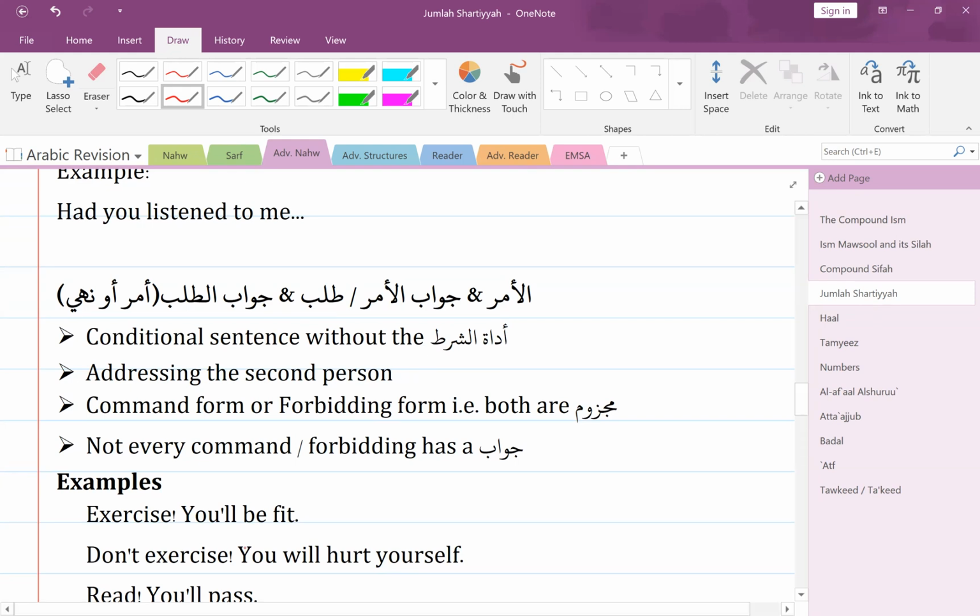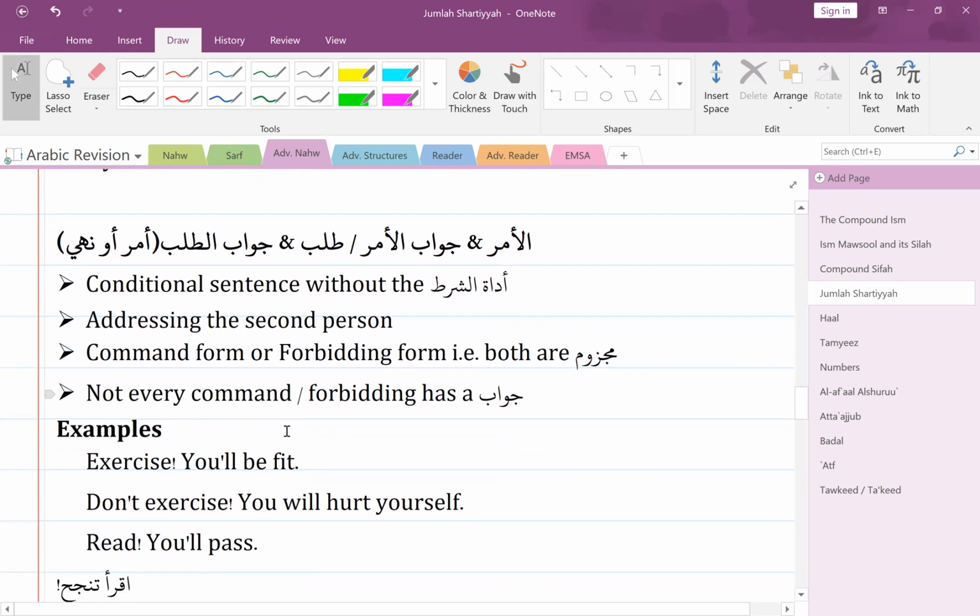So we know that the sarf kabir of commanding and forbidding is just the second person: anta, antuma, antum, anti, antuma, antunna. Those are the people we are talking about here. We're not talking about anybody outside this circle, just the commanding and forbidding part. So it's very restricted and very limited. So that's what Amr and Jawabul Amr is all about. This particular group of people without the adatu shart. And of course, we know that the Amr and Nahi, they're going to be majzoom. So that's a condition as well. It's either commanding or forbidding, and that means they're both majzoom.